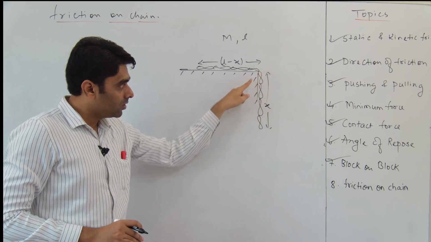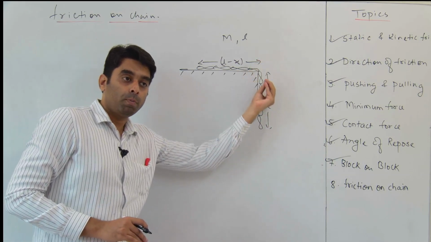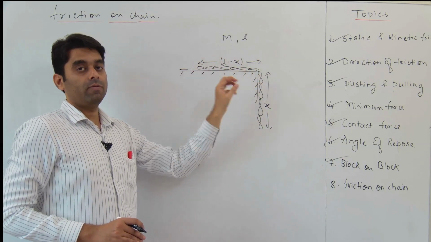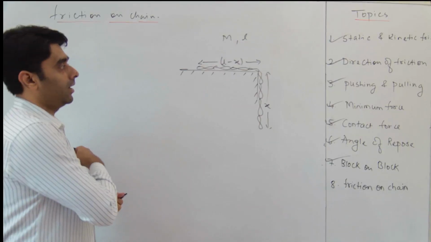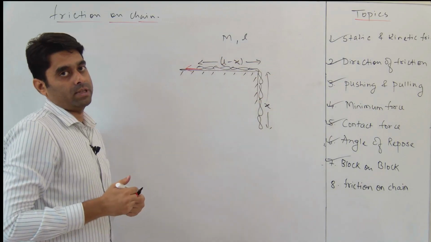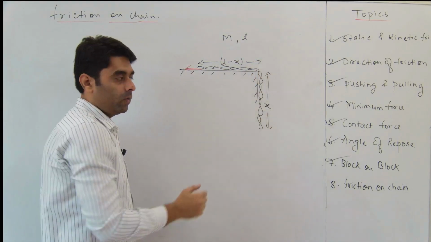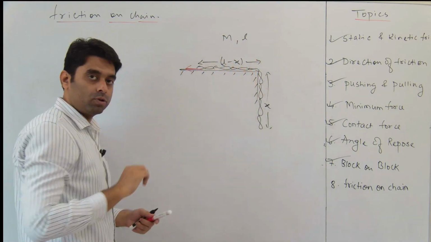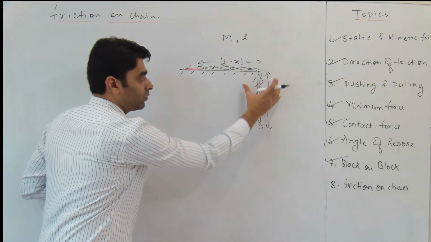So we have this x length part of the chain, which is hanging and trying to pull the chain down. And you have L minus x length of the chain, which is on the table and on which friction will be acting, and it will try to stop the chain from sliding down. So this part is trying to pull the chain down and this part is trying to stop it. Let us see the force which is acting on each part.